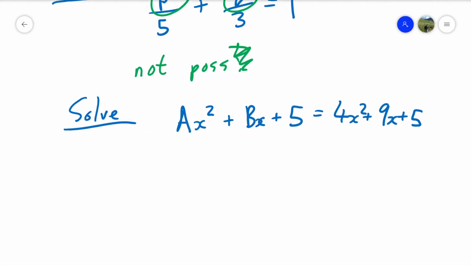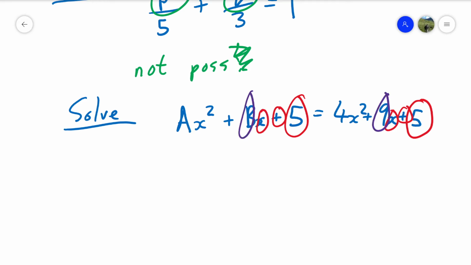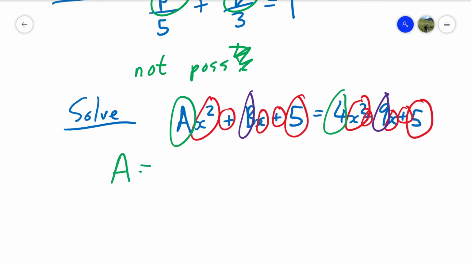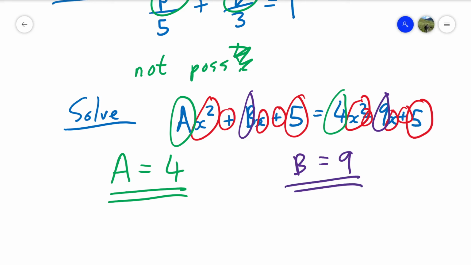Okay. Well, there's 1, 2, 3 different types of variable. Well, let's see what we can do. Let's do some by inspection. There's a 5 on each side, there's a plus on each side, there's an x on each side. Oh, there's a number in front of the x, then there's a plus, then there's an x squared, and then there's a number in front of the x squared, which means we can see that a is 4 and b is equal to 9. And then we're going to end up with both sides being exactly the same, which means we're then going to have to say x equals unknown.